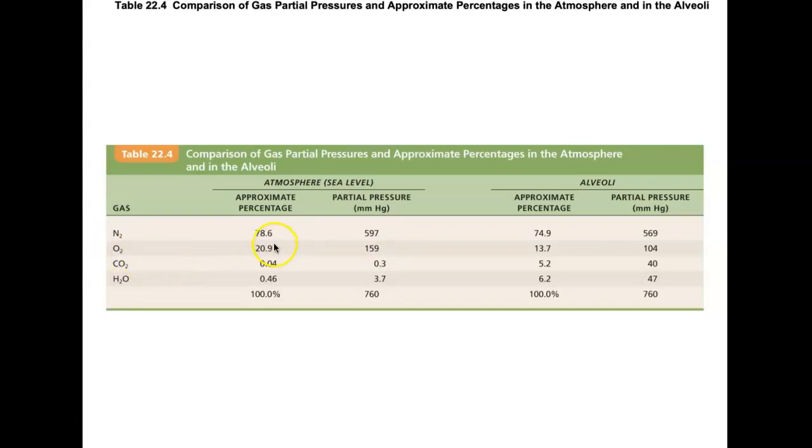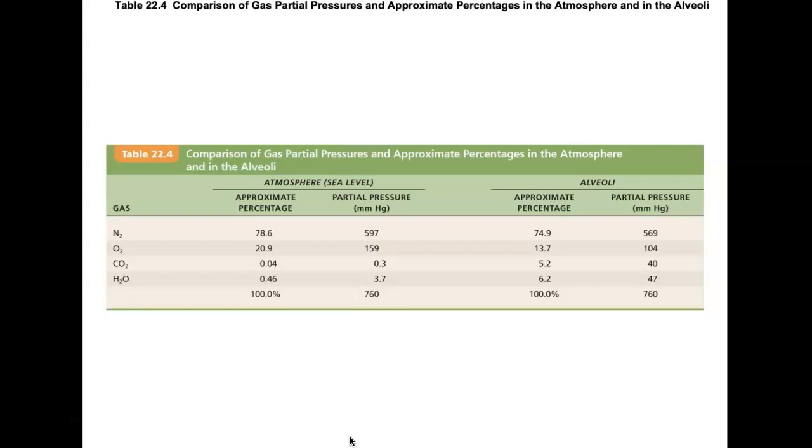Oxygen accounts for about 21% of air, and its partial pressure is 159 millimeters of mercury. So how do you get this 159? You would multiply the 20.9% times the atmospheric pressure, which is 760 millimeters of mercury, and then you end up with 159 millimeters of mercury. So together, nitrogen and oxygen contribute about 99% of the total atmospheric pressure.